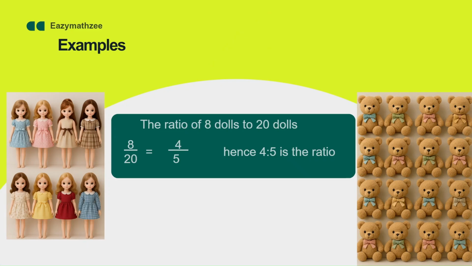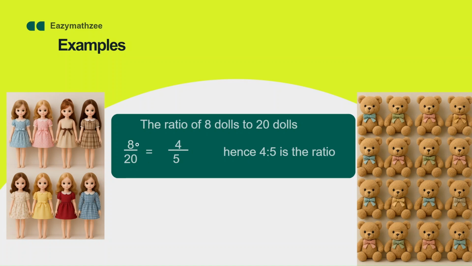For example, the ratio of 8 dolls with 20 dolls. Here this is a countable doll and this is also a countable doll. So we are comparing the same units, but not the same type of doll. That is not a problem. We are counting teddy bears also. Both are dolls, both are countable. That is how it is the same unit. So we can compare them. So 8 dolls with 20 dolls, we put 8 by 20.